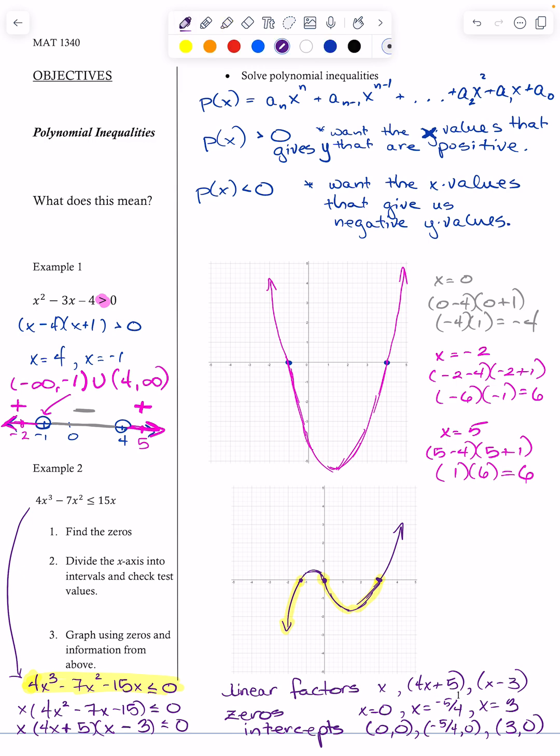So my solution set, we're going from negative infinity. Remember, we cut this off with the x's, negative 5 fourths. Square bracket, because we can include the negative 5 fourths. That gives us our 0. And then 0 to 3, again, square brackets on both of those, because we want the 0 included.